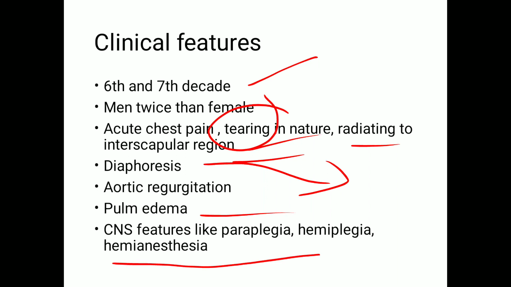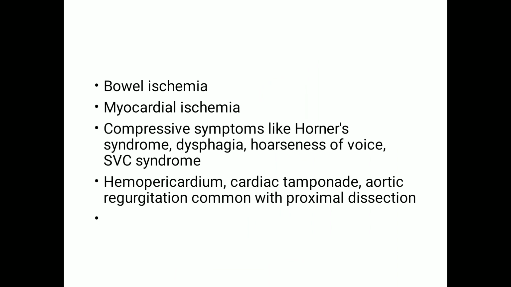Even CNS manifestations like hemiplegia, hemianesthesia and paraplegia can occur if the ostium of the spinal artery, vertebral artery or carotid artery are involved. Bowel ischemia can result when there is involvement of the ostium of the superior mesenteric artery and inferior mesenteric artery. Likewise, patient can have myocardial infarction also. Sometimes this dissection can enlarge and compress adjacent structures like the cervical sympathetic ganglion, which can result in Horner syndrome. When this compresses the esophagus, it can cause dysphagia. When the recurrent laryngeal nerve is compressed, it can cause hoarseness of voice, and SVC syndrome also can result.